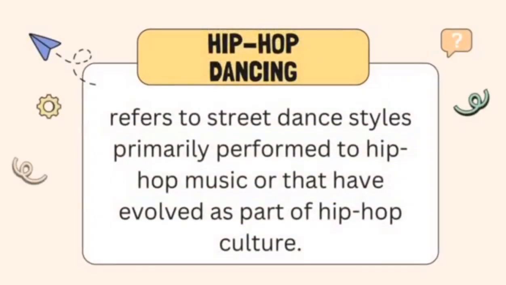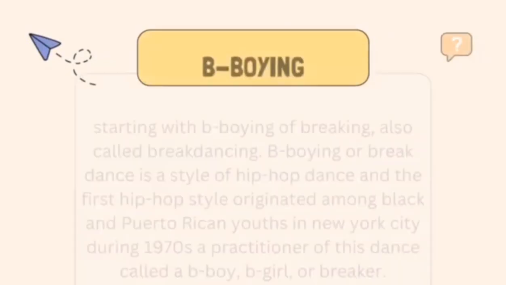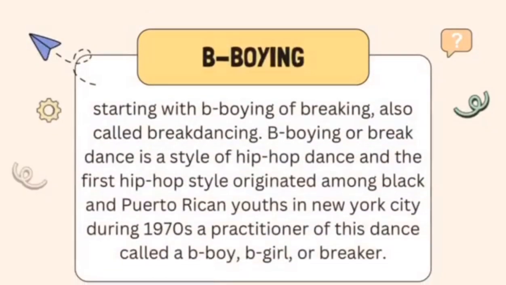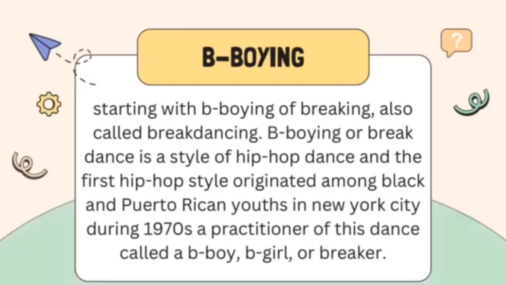Hip-hop dance refers to street dance styles primarily performed to hip-hop music or that have evolved as part of hip-hop culture. Starting with B-boying or breaking, also called breakdance. B-boying or breakdance is a style of hip-hop dance, and the first hip-hop style, originated among Black and Puerto Rican youths in New York City. During the 1970s, a practitioner of this dance was called a B-boy, B-girl, or breaker.